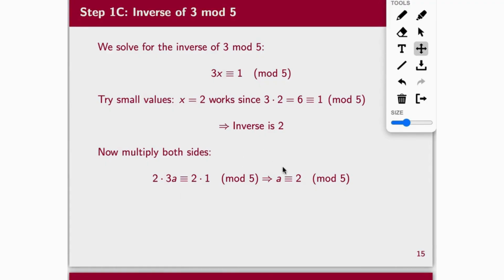2 times 3a is congruent to 2 times 1 mod 5. So 6a is congruent to 2 mod 5. Now we would simplify, because in congruence, we can simplify either side because mod 5 affects both sides. So this would become a is congruent to 2 mod 5 because 6 mod 5 is just 1.